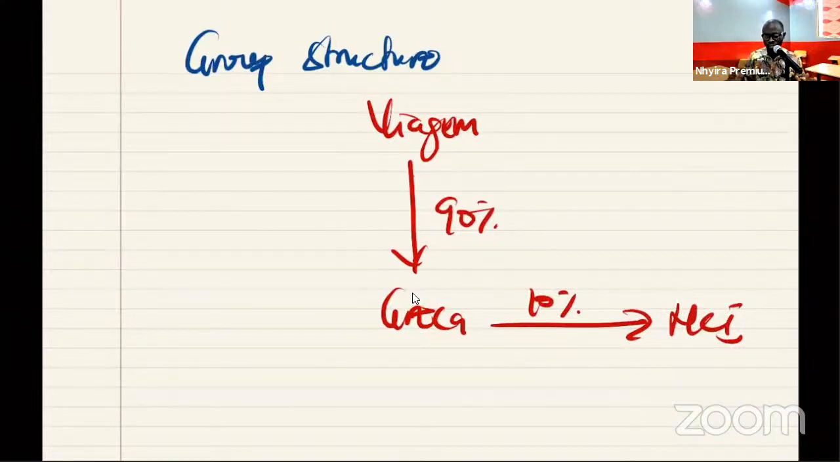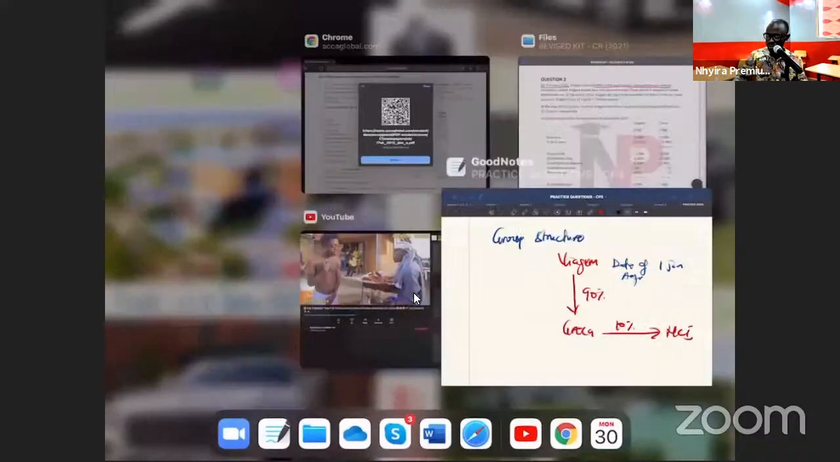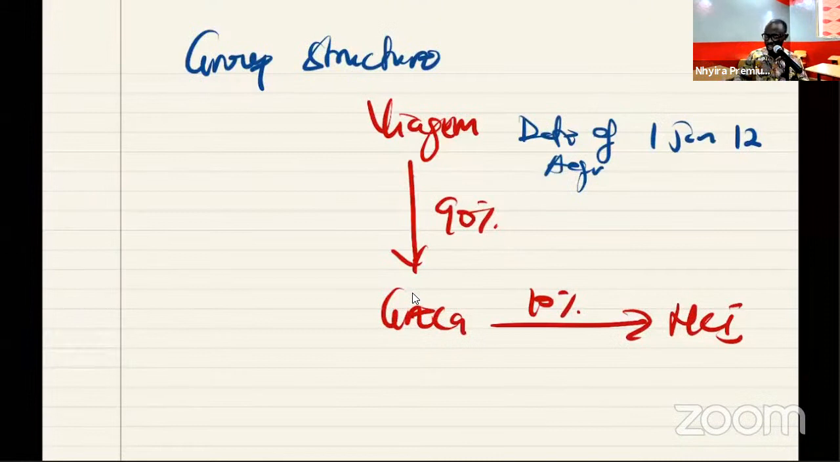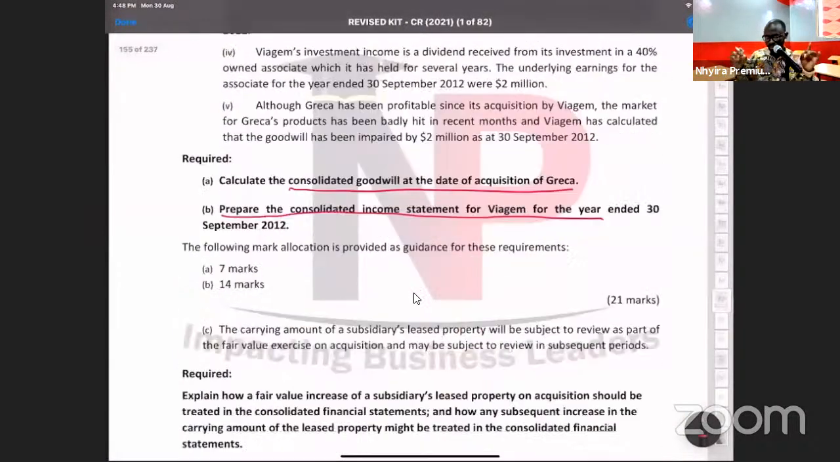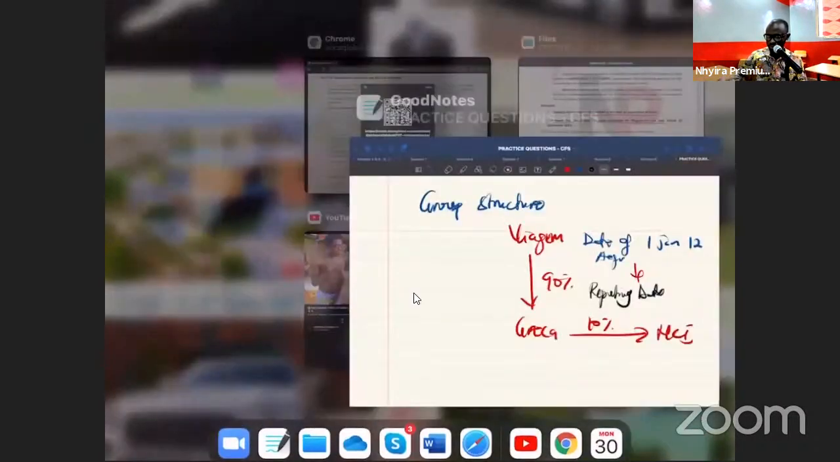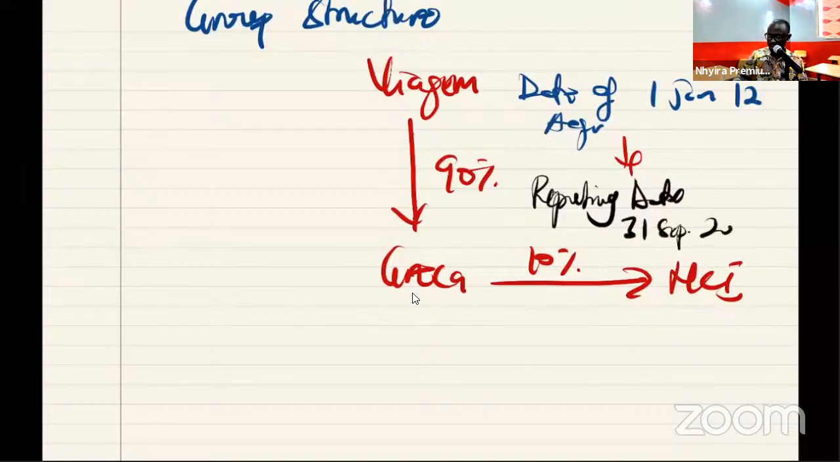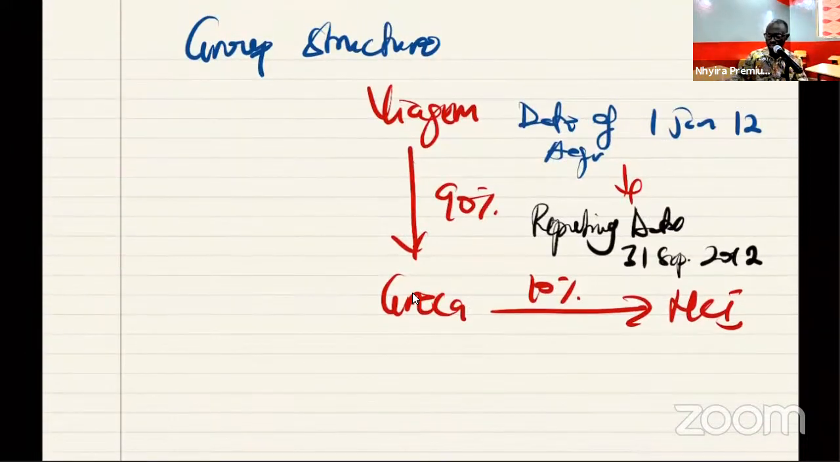Now, it is important for us to establish the date of acquisition, which is 1st January 2012. Very critical. Then we need to look at the reporting date we are preparing the financial statement for. The reporting date here is in the requirements, and that is 30th September 2012. So from January to September, it is a 9 months acquisition period. The post-acquisition period is 9 months.